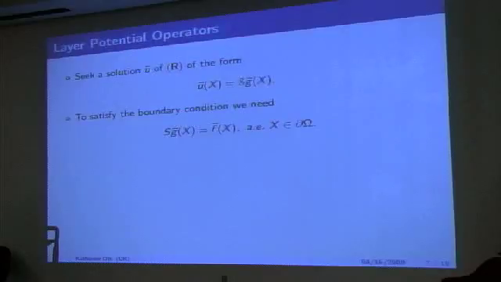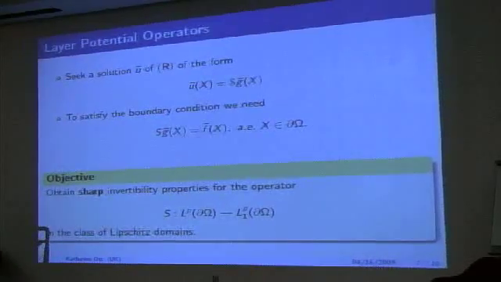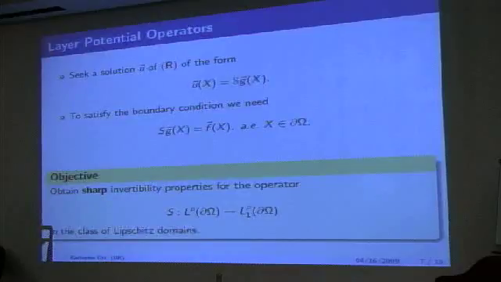Okay, so f is the prescribed boundary data that's given to us in the problem. G is unknown. And in some sense, we could figure this out if we could somehow invert this operator S, this boundary version of the single layer potential operator. So that's what we're interested in finding: obtaining sharp invertibility properties for this operator S, which acts from L^p of the boundary into L^p_1 of the boundary in the class of Lipschitz domains.